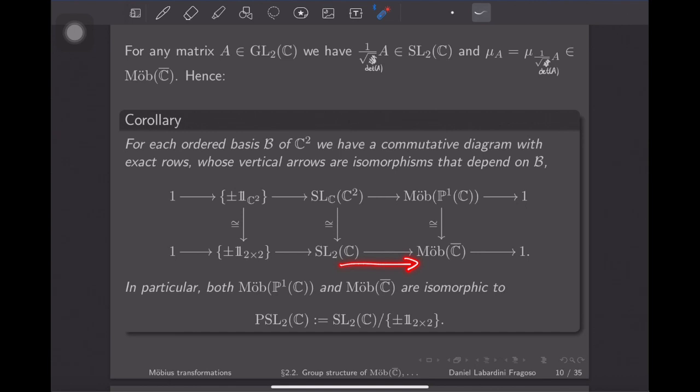And then when I ask about its kernel, what do I get? Its kernel must be all the elements that go to the identity, which should be all the elements here that are non-zero multiples of the identity, because this map is still the same as before. But then when I compute the 2 by 2 matrices with determinant 1 that are non-zero multiples of the identity, I realize that it's only plus and minus the identity.